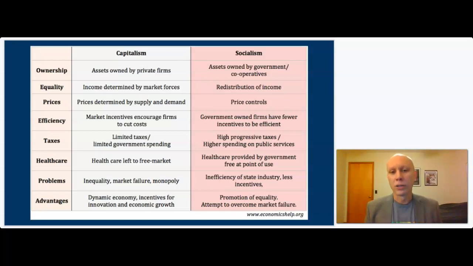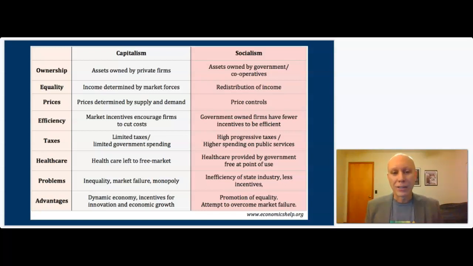What things cost. With capitalism, it's going to come down to supply and demand. What's available? What are people willing to pay for it? That's going to determine how much something costs. With socialism, price controls basically speaks to the government will determine the availability of products and what those products are going to cost.